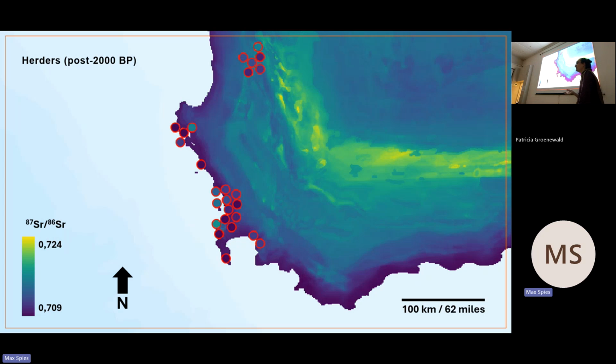So all we know, based on their strontium isotopes, is that the herder group, the group I'm calling the herders, i.e. the more recent group, who were probably exposed to the idea of herding, they were moving around. That's all I can say. I hope that answers your question.